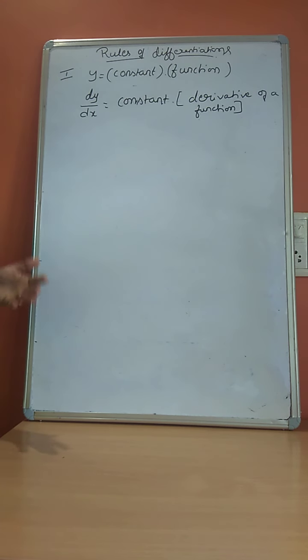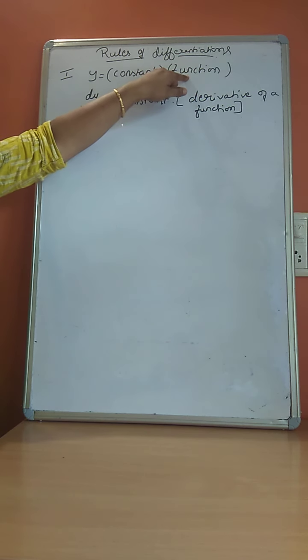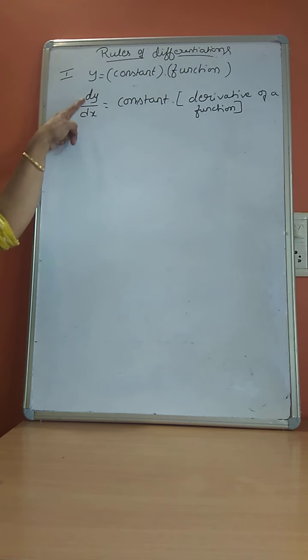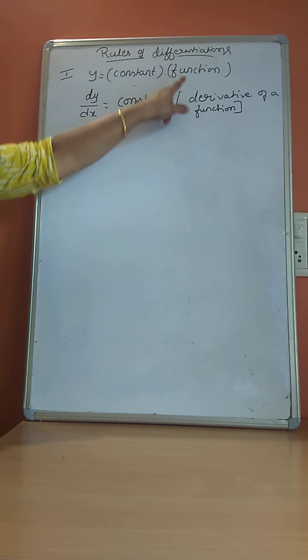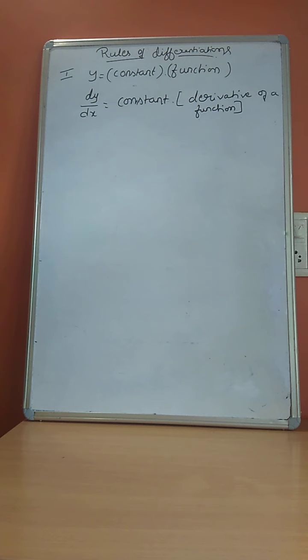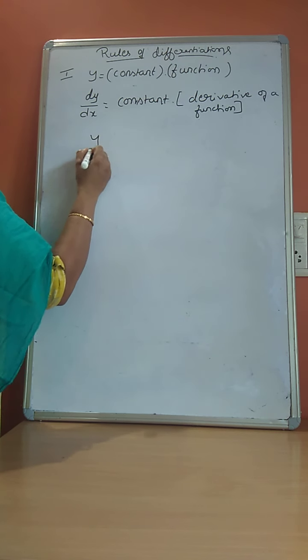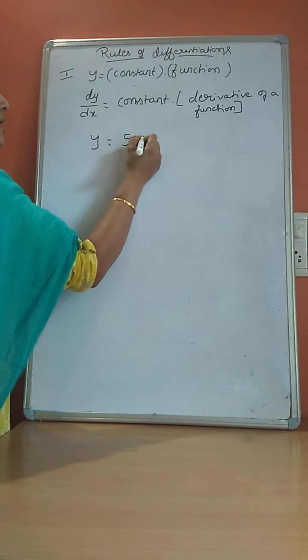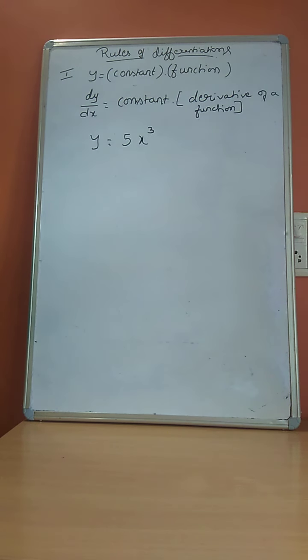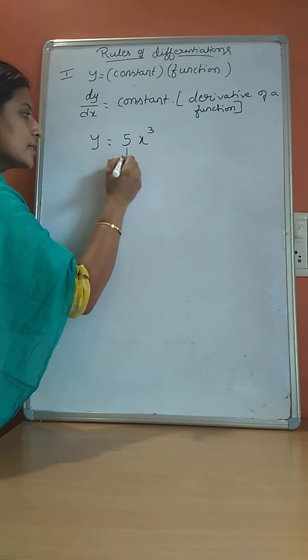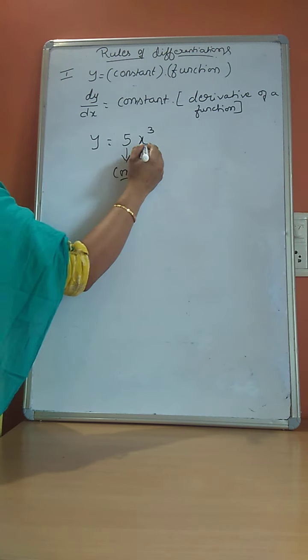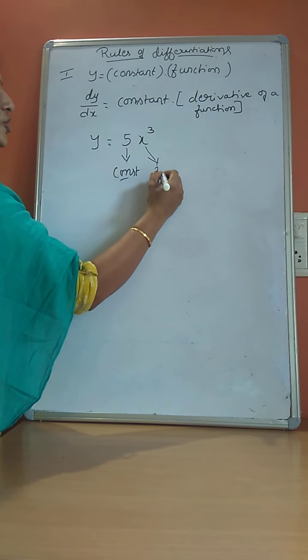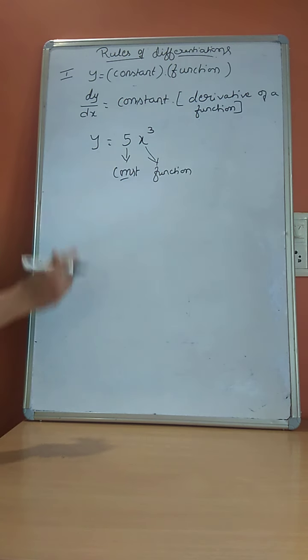See how we are going to find if the given equation is in the form of y is equal to constant into function. That is dy by dx is equal to constant, keep as it is, differentiation of the given function, that is derivative of a function. Suppose for example, y is equal to 5x cube. Observe, 5 is a constant, is it not? x cube is a function.